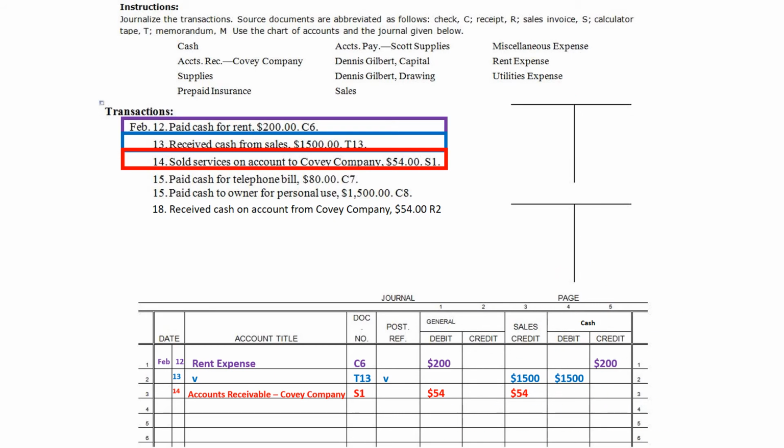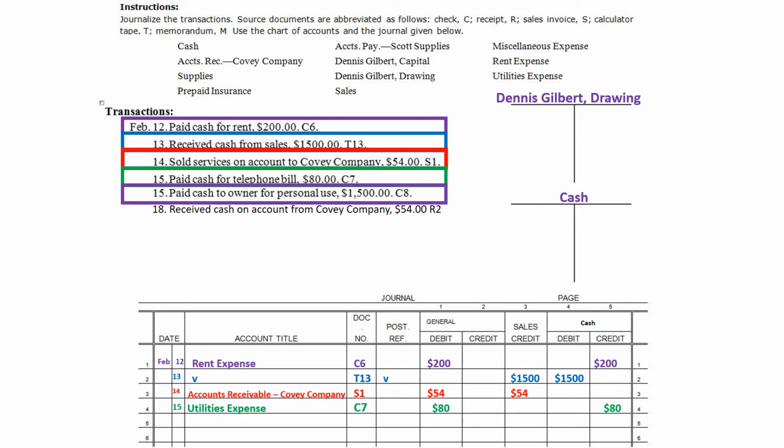Rounding out the last three on here, these are three transactions you've seen in previous lessons, so I'll go fairly quick over them. Paid cash for a telephone bill. We're going to debit the utilities expense, credit cash, right? Very simple. Put the date, utilities expense, because that's going to describe what that $80 debit in the general debit column is going to be. And then there's my C, which is my indicator that I'm going to use my cash credit.